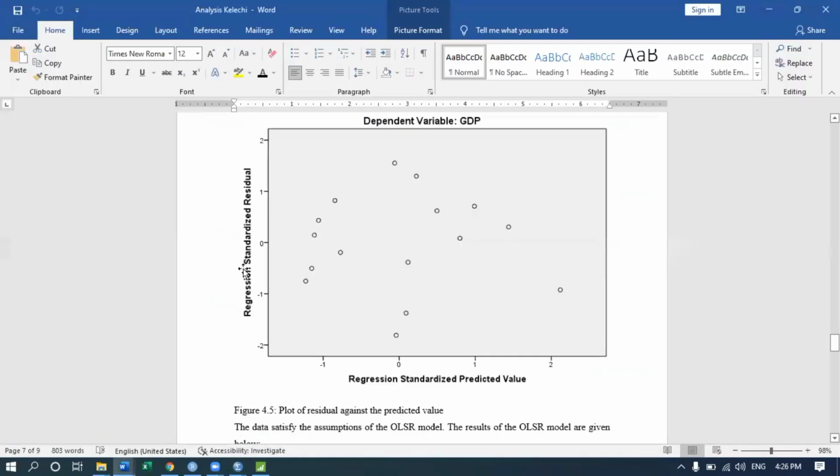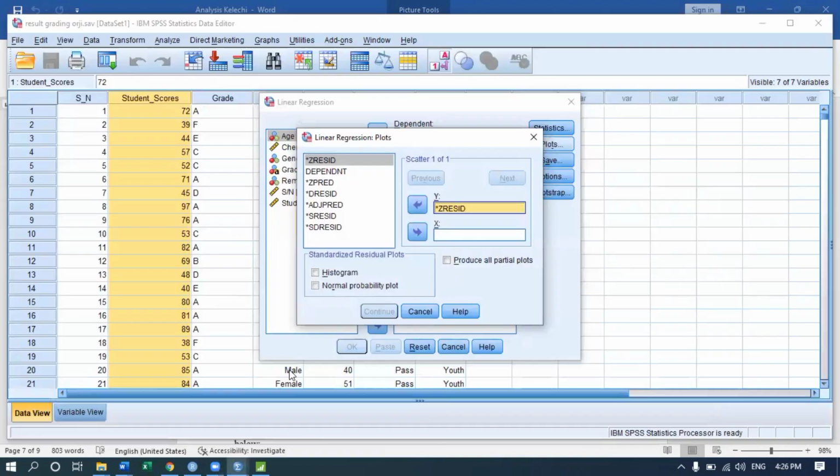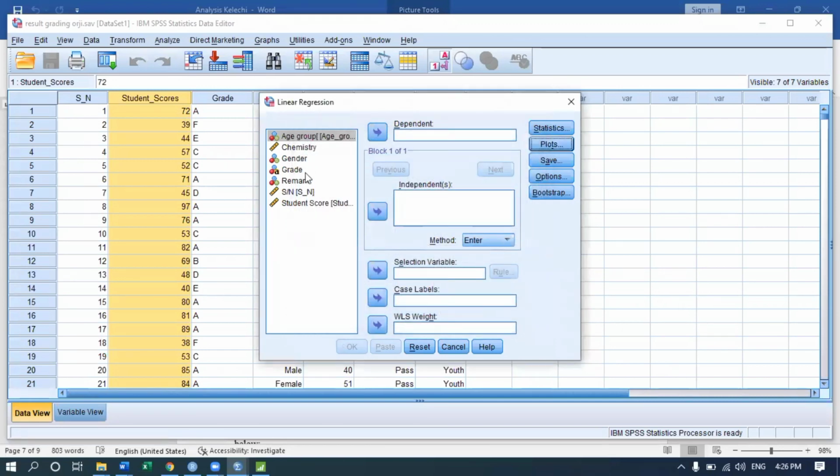Take note of this, maybe you can write it down. You plot residual against predicted. Residual against predicted. So go and write that one down. So residual for y, then you come to predicted for x. Remember, we are working with z. Z predict. Then you click for the normal probability plot. So for the normal probability plot, you don't need to select what you want. Just click this, it will come up.